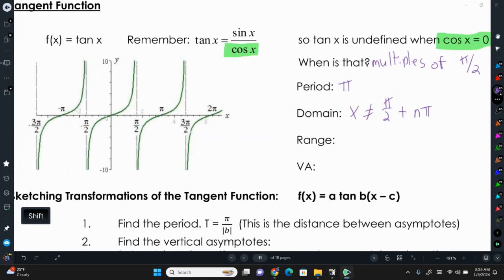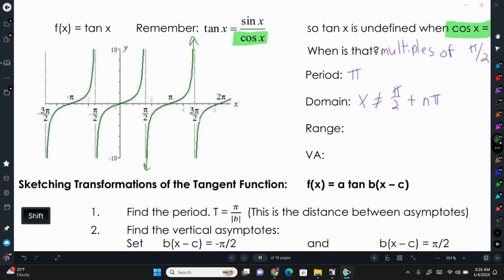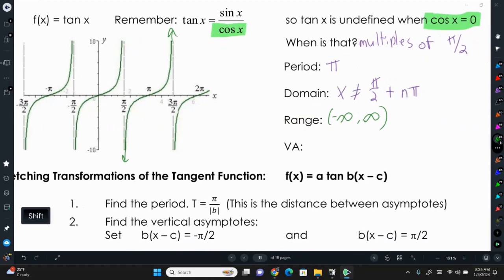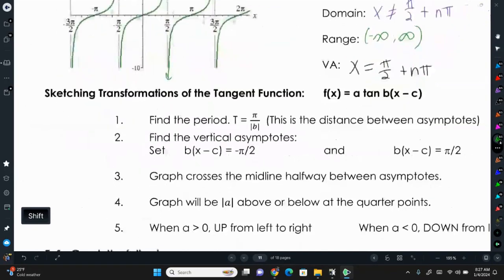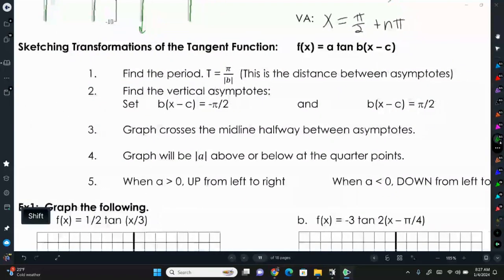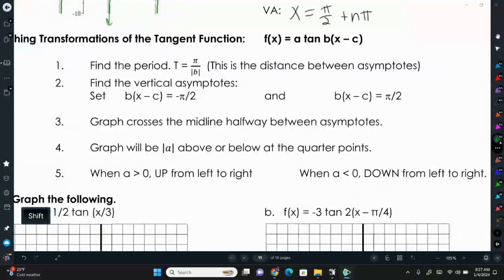Now, if we look at the graph, you can see that the y values go all the way down to negative infinity and up to positive infinity. And then your vertical asymptotes, just like with other functions, x equals pi over 2 plus n pi. So it's going to be easier to visualize that when we graph it. So sketching tangent functions, we're going to follow these steps here.